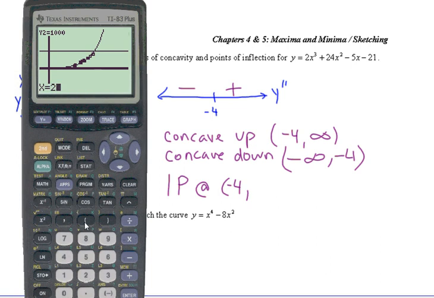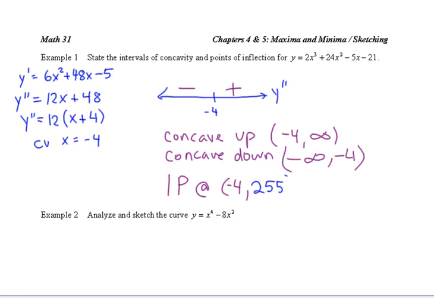Okay, 2 times negative 4 cubed, sorry, exponential functions, 2 times negative 4 cubed plus 24 times negative 4 squared. So we always go back to our original equation to get our actual point. Yeah, 255. You guys, I'm really slow with that virtual one.